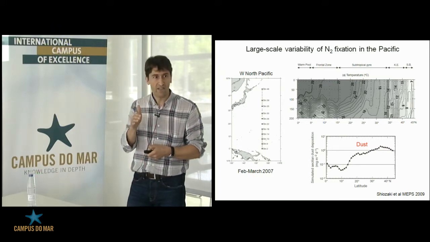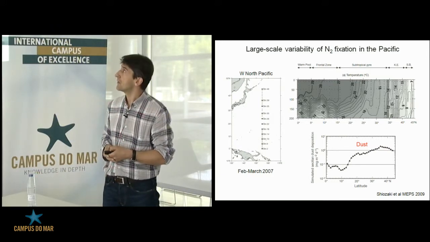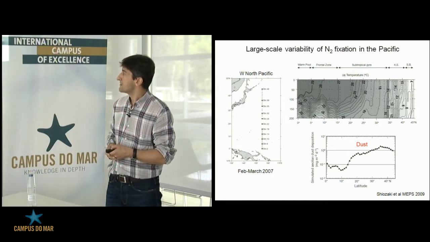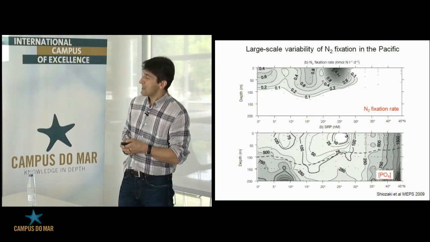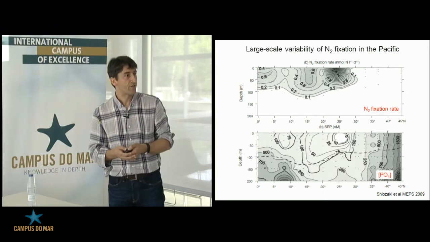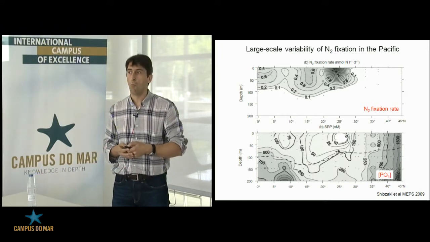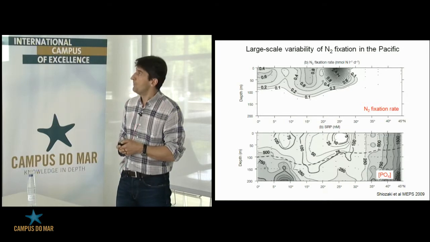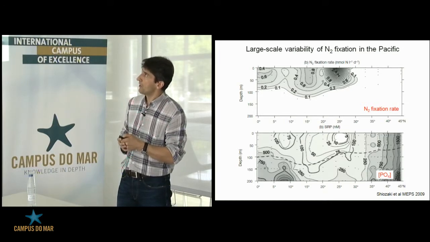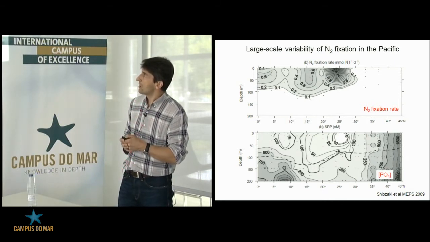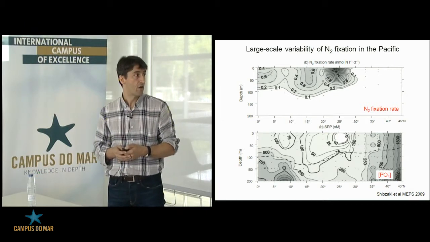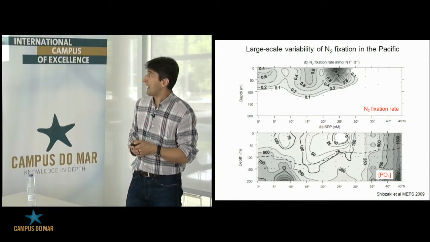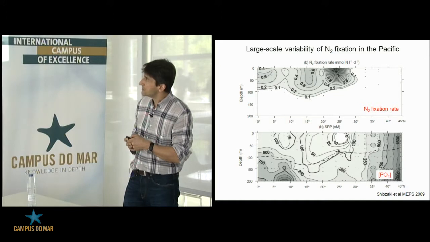A similar kind of pattern can probably occur in the Pacific Ocean, and this is work by Shiozaki and co-workers. What they found again is that the largest flux of nitrogen fixation does not take place in the more stratified waters, which would be in the equatorial region. The largest nitrogen fixation they measure coincides with subtropical latitudes where more iron is coming from the Gobi Desert, probably. And again, this leads to a depletion of phosphate.